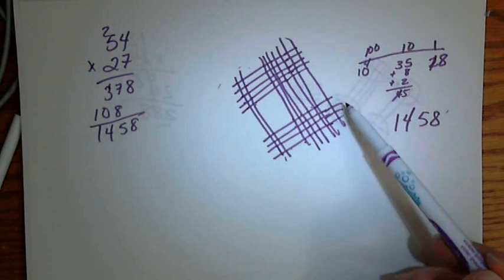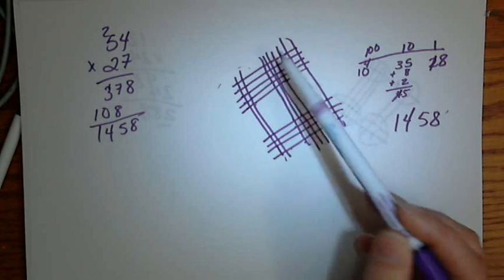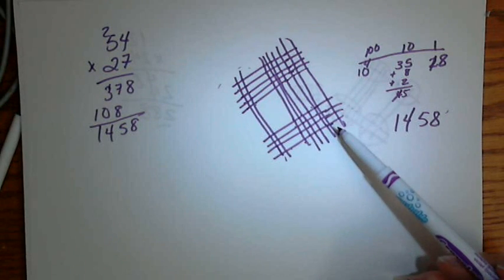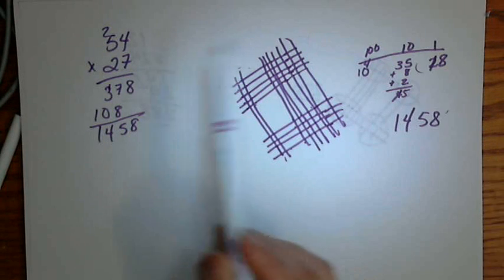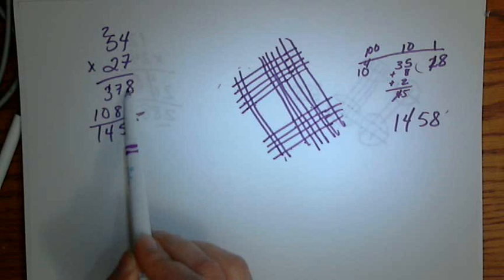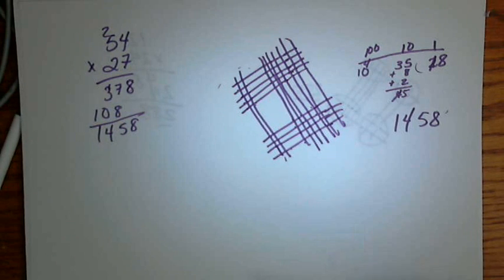And my ones is easy too because I'm multiplying the 4 this way by 7 that way. And I know 4 times 7 is just 28. So that 28 that I write down here is actually the same 28 that I write down here and carry that 2. Notice how I had to carry that 2 over as well?